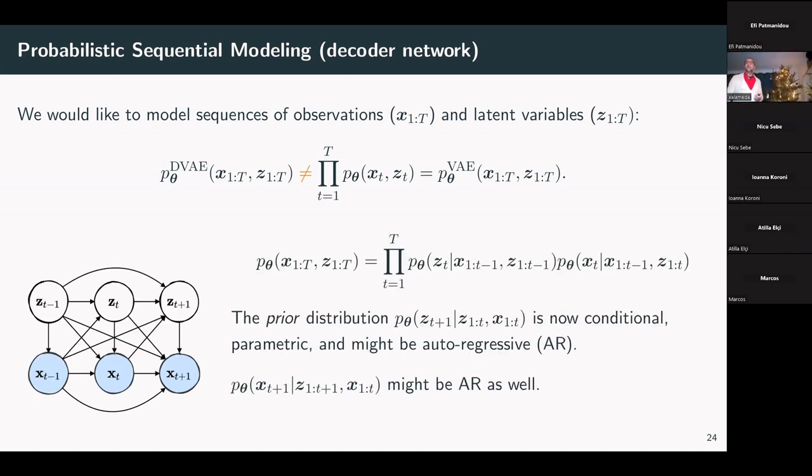When you write this mathematically, it's a little bit more cumbersome, but this is just the formal expression of what I just said with words. And there are two important things here. The first is that the prior distribution of Z is not the standard Gaussian anymore, because it might depend on previous Zs and X, okay? That's the first thing. And the second thing is that both what was called before the prior distribution and the likelihood might be autoregressive, or might have Markovian dependencies, right? So basically they take a look at the past, right?